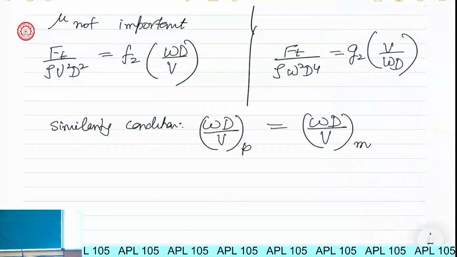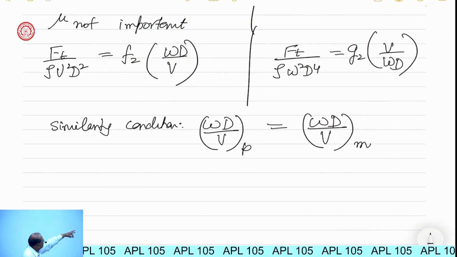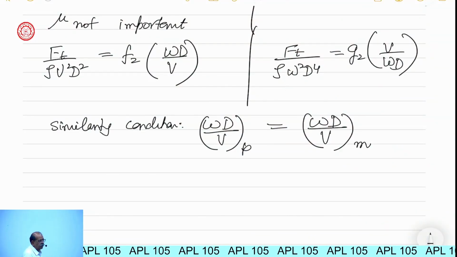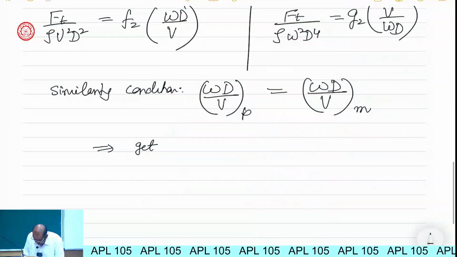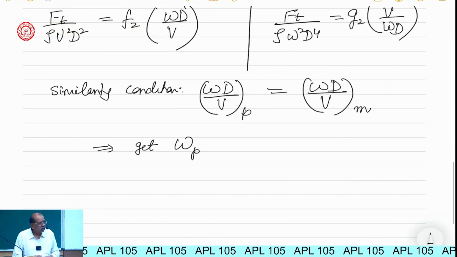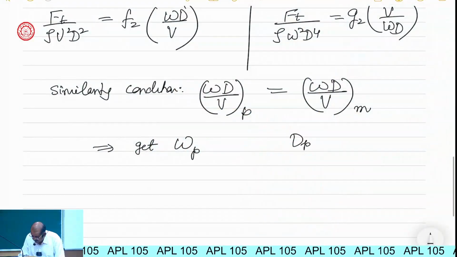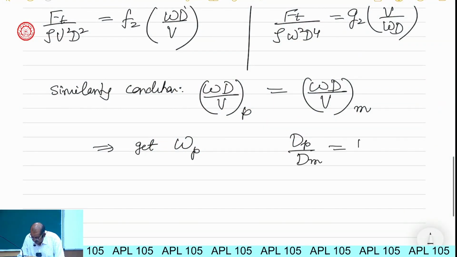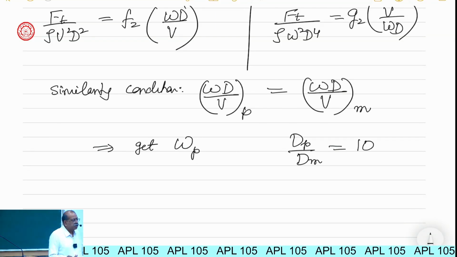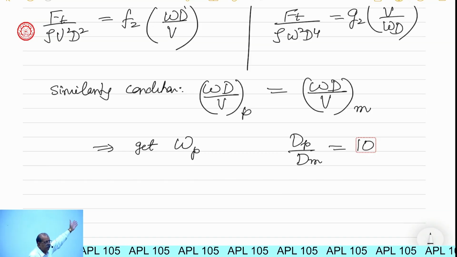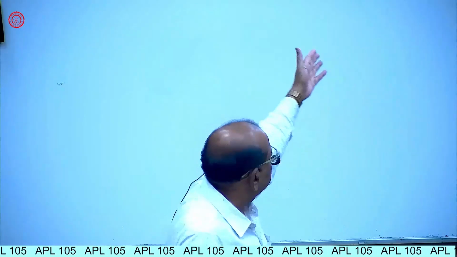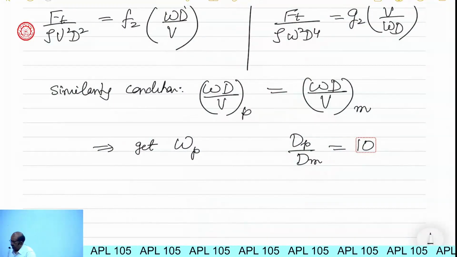So using this, because we know omega, d and v for the model and we know d and v for the prototype, we will get omega p. And keep in mind, D prototype by D model is 10. That is what is given to you. Even though you don't know the actual values of D, but the ratio is given, and that is enough. Okay? So you get omega p.